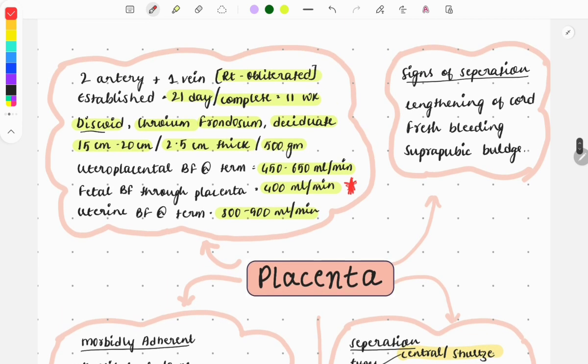Then moving on, questions are asked on the signs of separation. So as you can see here, the 3 options are there. It can be asked like all are the signs of placental separation except, a question can be asked on this. So how will we come to know that the placenta has separated? It will give us 3 signs: the lengthening of the cord, then fresh bleeding, a gush of fresh blood will come out, and the suprapubic bulge. So these 3 things are the signs that the placenta has separated from the uterus.